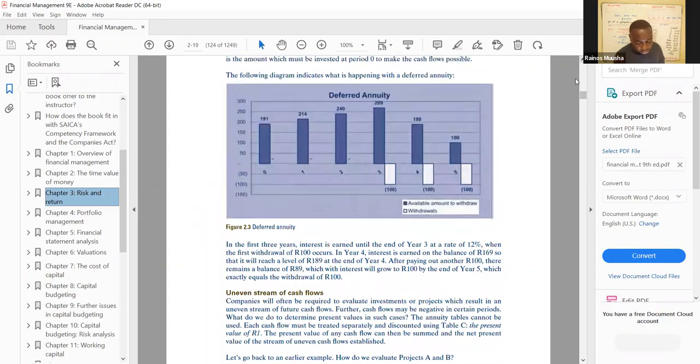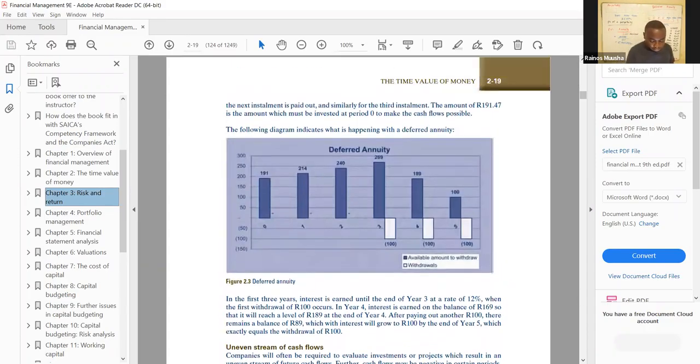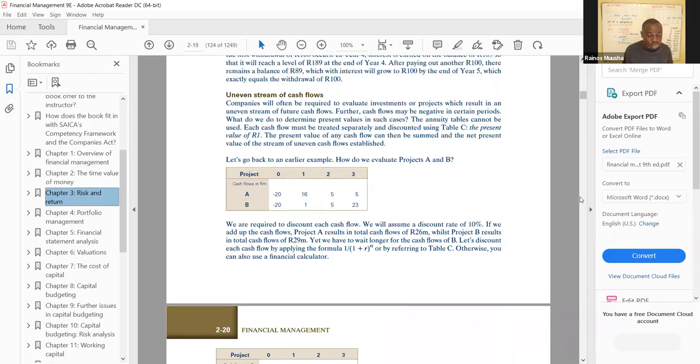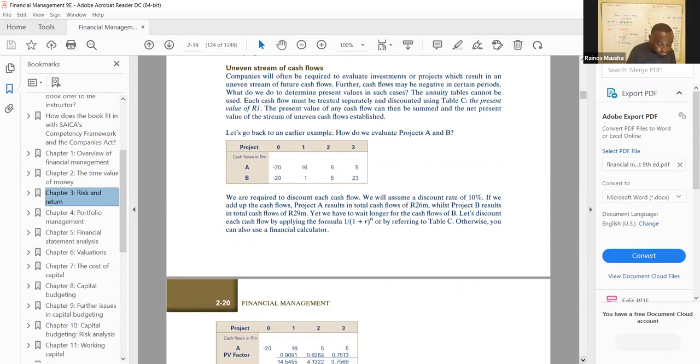So in the next section, we're going to be looking at a case where we are given an uneven stream of cash flows. When you have an uneven stream of cash flows, this is where you're dealing with cash flows which don't follow a particular pattern, right? They're not the same. They're basically random. Remember, when you talk about annuities, the cash flows are the same for a given period of time. Now, if it's an uneven stream of cash flows, the cash flows are basically random. So you're given a case where the cash flows are random.